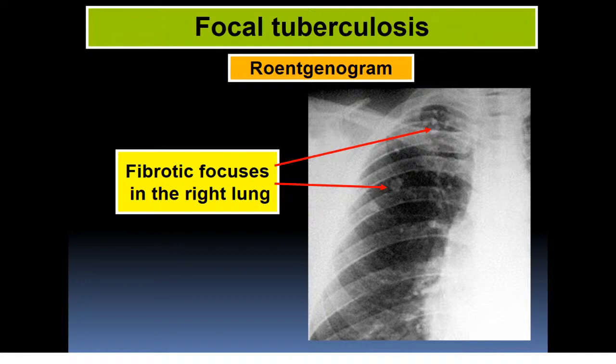On the rentgenogram in this patient, we can see fibrotic foci in the right lung, and you can see all foci on this rentgenogram are very dense and have correct, clear contours. This is a sign of old process. These foci appeared a long time ago.